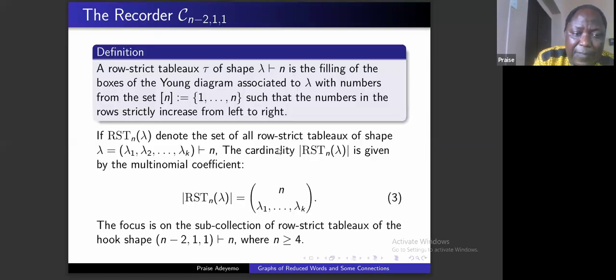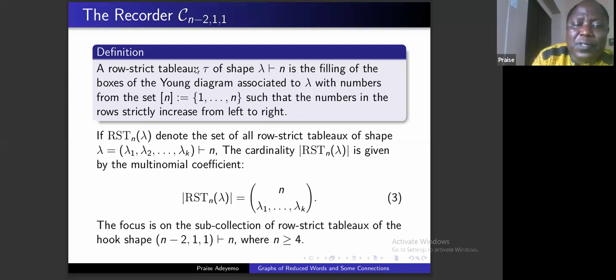So okay, now in order to count, and this is very interesting, in order to count, I have to use a combinatorial object to count the number of reduced words. The combinatorial object that I'm interested in, we call it recording, and the recording has to do with a row strict tableau. So what is my row strict tableau? Supposed to be tableau, sorry.